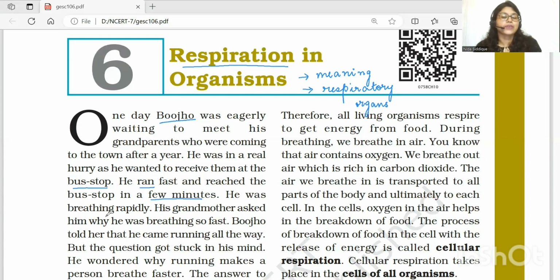He was breathing rapidly. You all must have observed, जब हम दौड़ते हैं, whenever we are running fast, we breathe faster, right? So Buju was also observing the same thing. As he ran fast to the bus stop, he was breathing rapidly. His grandmother asked him why he was breathing so fast. Buju told her that he came running all the way, but the question got stuck in his mind. He wondered why running makes a person breathe faster. As you all must have observed, जब भी हम दौड़ते हैं या कोई भी physical activity करते हैं, our breathing rate increases.